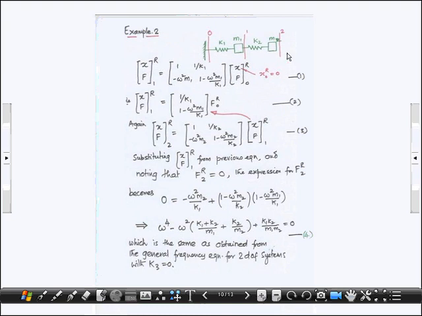In this, you take station 2 to the right of this mass, station 1 to the right of this mass, and station 0 near the wall. And you have two springs K1 and K2 and the two masses M1 and M2.